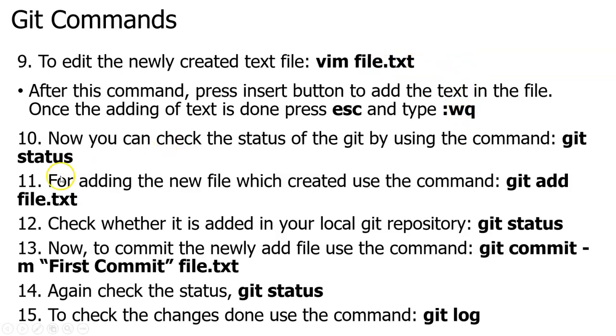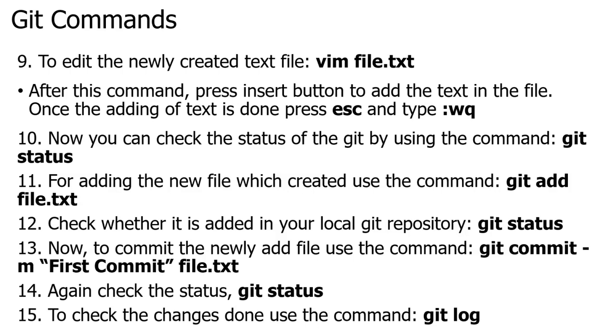Now I'll check my Git by using the command git status. What is the status now? After checking the status, I have created a file, I have added new text to the file, and I have saved that file. Now I have to add that particular file to my local repository. For adding, I'll give the command git add and the file name which I have created. Next, check whether the file is added or not. To check the status of a particular file, we have git status.